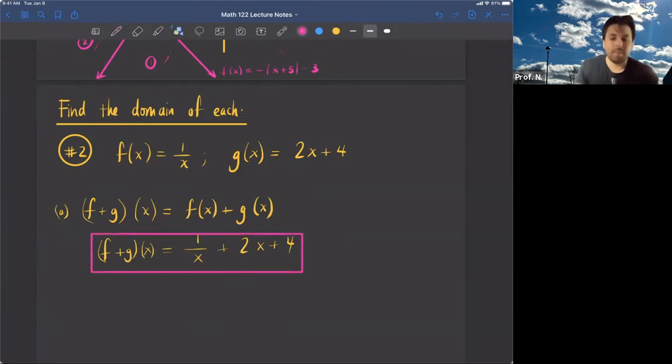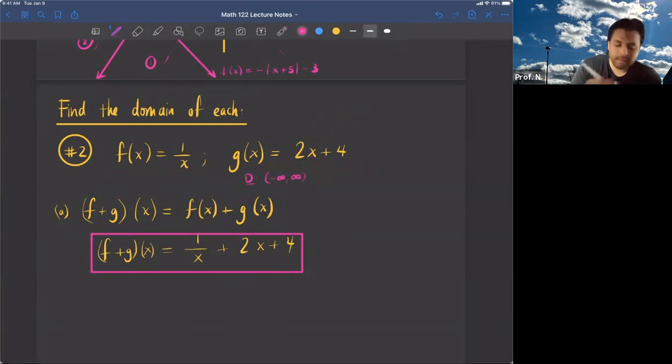Now, what would be my domain of this function that I just combined by adding? Well, I have to first understand what's the domain of f and then the domain of g. Well, what is g of x? This is a linear function. Any x value works. So the domain for this function is all real numbers.